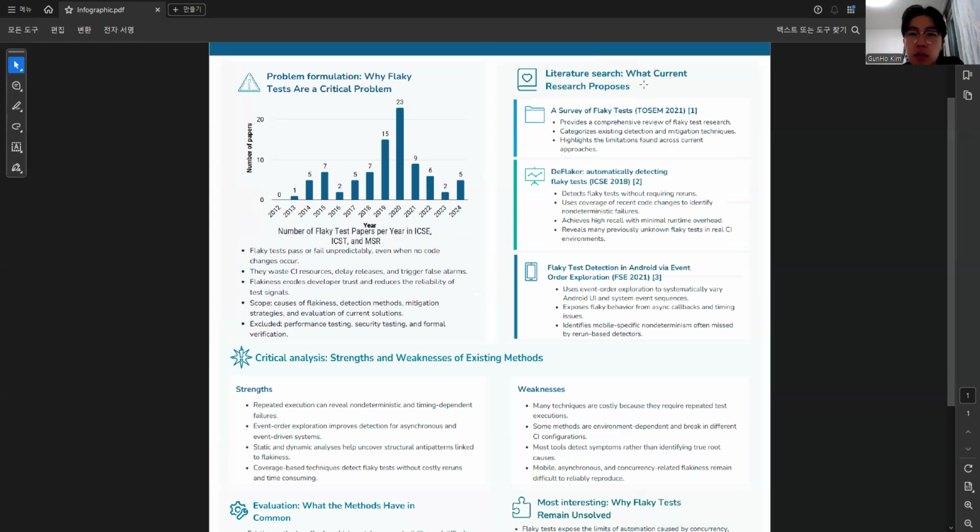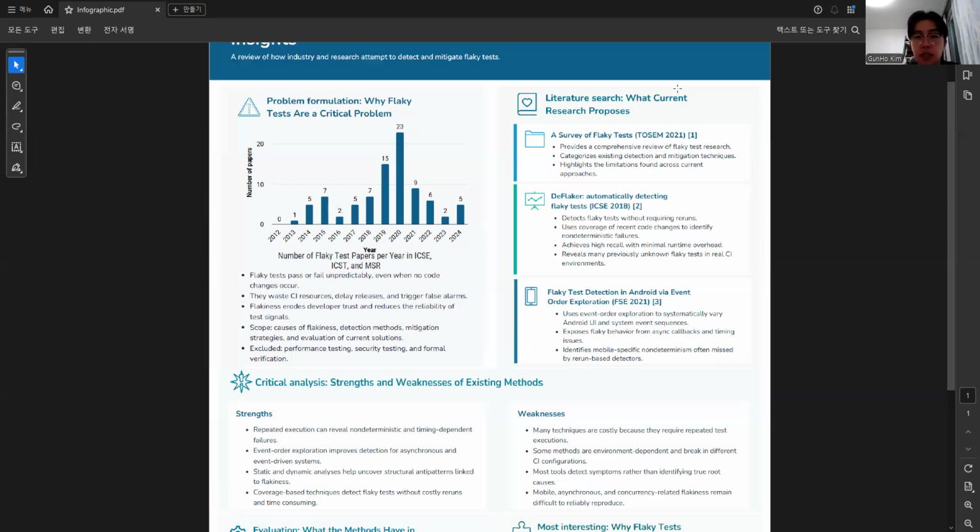So let's move on to the literature search. What does current research propose? Now, let's look at what recent research proposes. First, the survey paper, A Survey of Flaky Tests, provides a comprehensive overview of flaky test research. It categorizes existing methods and highlights their limitations and the broad impact of non-determinism on real systems.